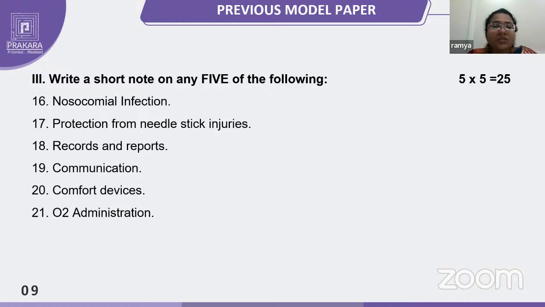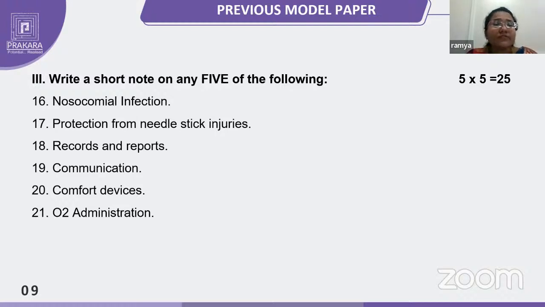Well, coming to the 19th question, I have asked what is communication. I think everyone is familiar with communication, right? A very easy and interesting topic in nursing foundation. So you'll be writing the definition. You will have plenty of information to write about communication. You can write the definition, types, and barriers, and there will be many more things regarding communication to secure 5 marks.